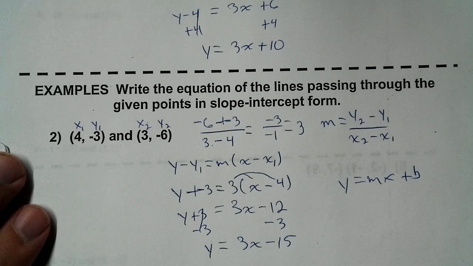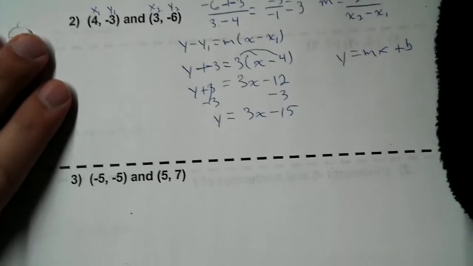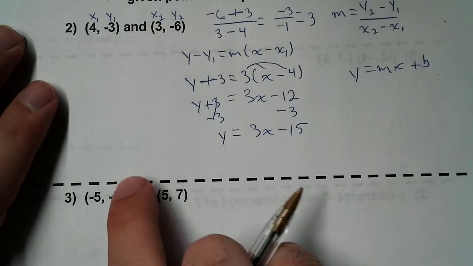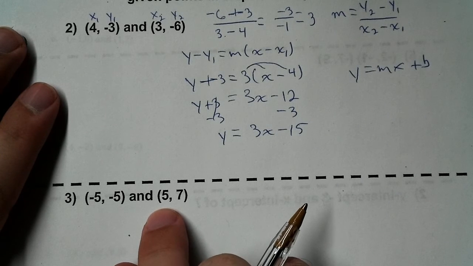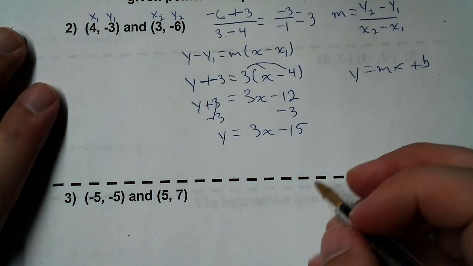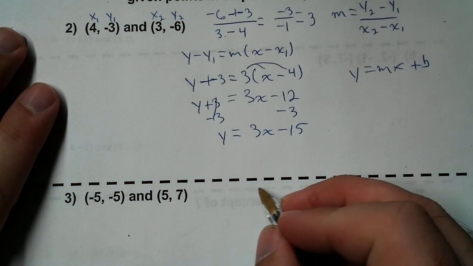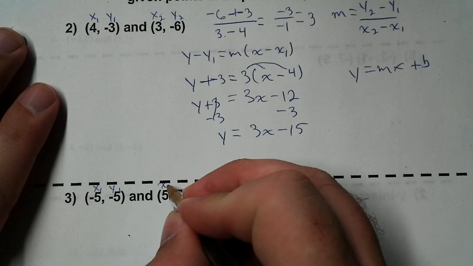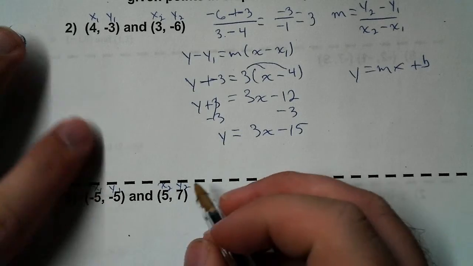Alright, let's try another one. Now, I've got these 2 points. I don't have the slope. So the first one, I'm going to have to plug it in and find the slope. So that'll be, this is our x1, y1. This is our x2, y2.